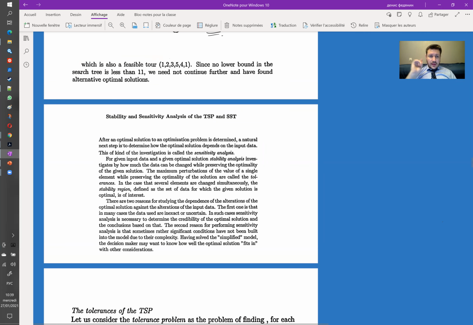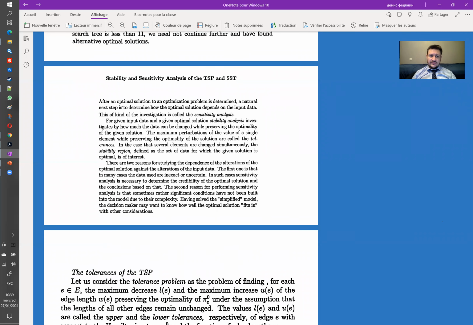Okay, so before the break, we can discuss stability and sensitivity analysis of the traveling salesman problem, TSP. And sensitivity and stability means how we can change these costs or times.